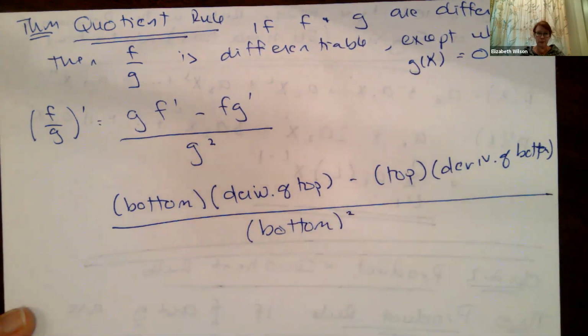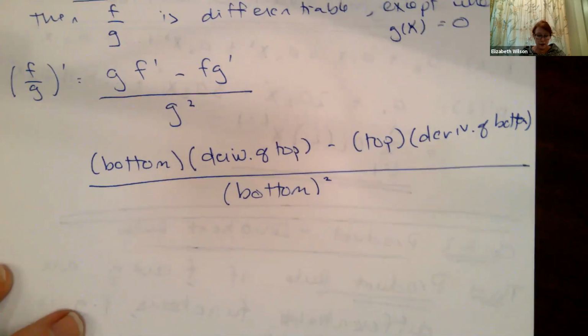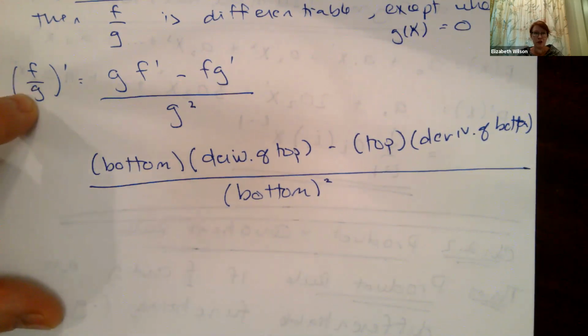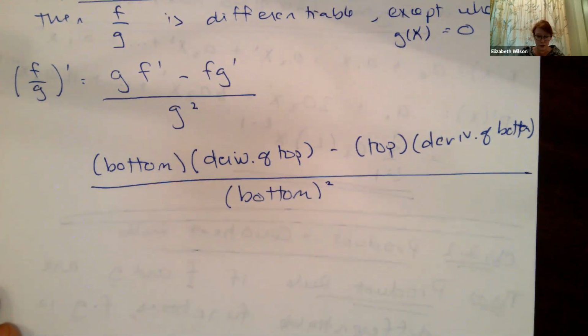This is actually just a tweak on our product rule. If this were f times g to the -1, this is what I would get if I were to do out the product rule. So that's how we need to think about that.